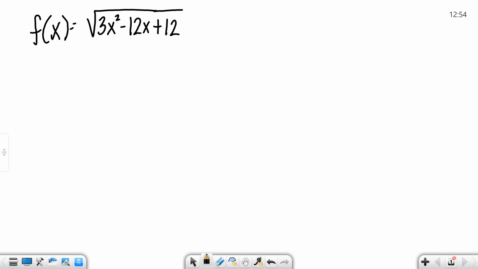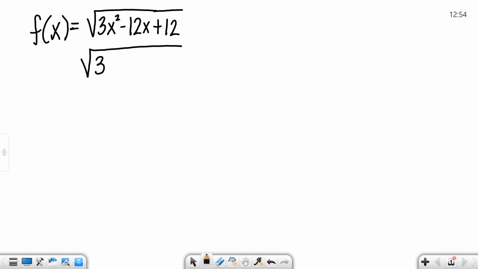All of that is under my radical. And I want you to simplify. My directions are still simplify. Well, I can't simplify that radical until I factor it. You can't separate it with the minus or the plus. So I need to factor.